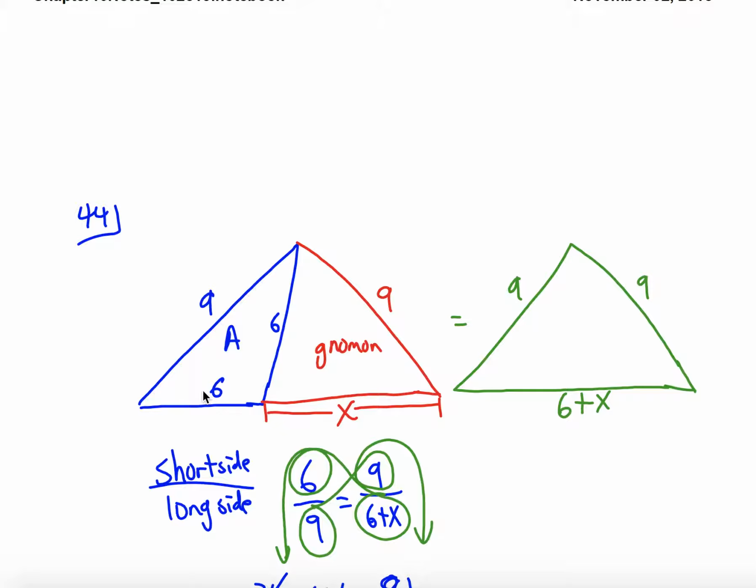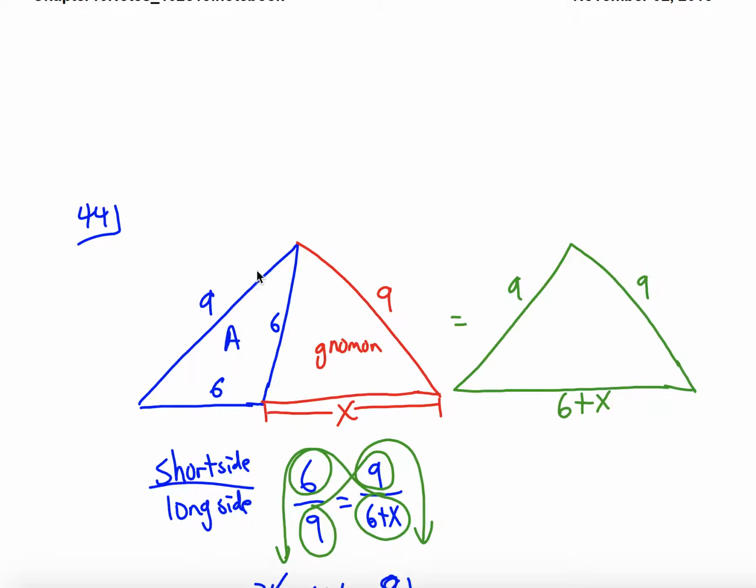So let's say I take a problem where I would like to find the value of x, such that the red triangle on the right is a gnomon to the blue triangle on the left. We're going to call this blue triangle A. This blue triangle has lengths 6, 6, and 9, so it's an isosceles triangle. I'm going to add this gnomon to it to create a new triangle, and this new triangle is similar to the original triangle A.